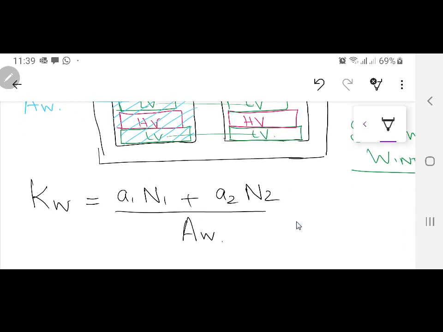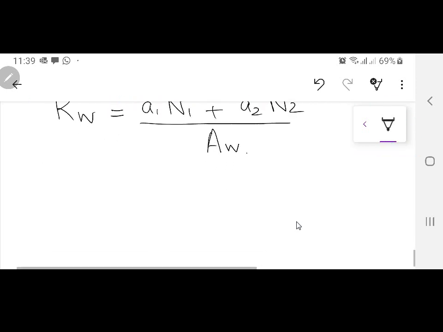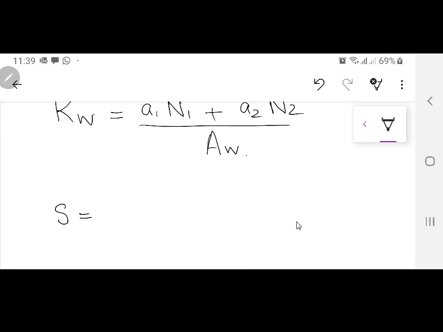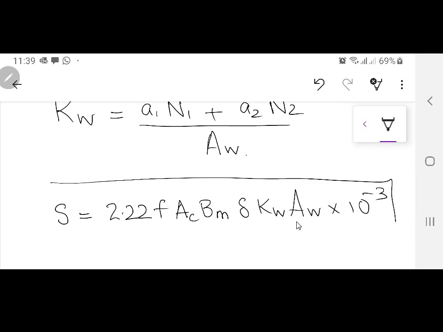Now I am not going to do the same calculation because the answer is the very same over there. You will arrive at the very same S. I am just going to write down the same S over there. The same S answer is 2.22 f A C D M delta KW, sorry, this is AW also, into 10 raised to power minus 3. You can do the calculation yourself. Actually that's the same thing that we have done in the previous one. So single phase core type and single phase shell type, they both have the same design equation over here.